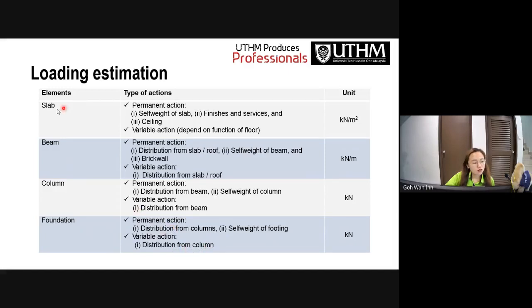So if you get the wrong one at the slab, you will bring it to the beam, also the wrong one. You bring it to the column, also the wrong one. You bring it to the foundation, also the wrong one. Okay? Next slide.